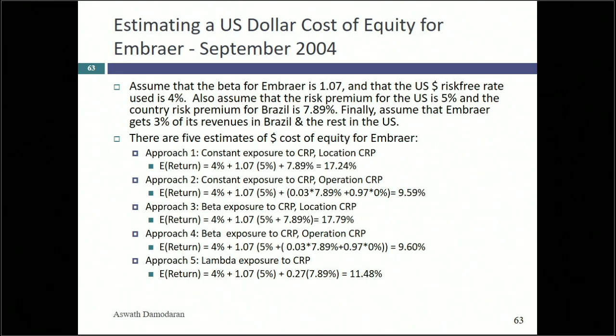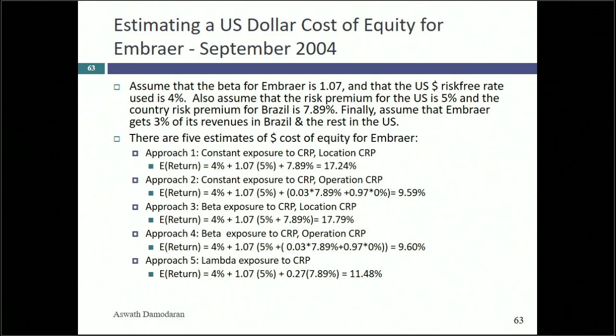In approach 2, I did the same thing I did in approach 1, but then I used a revenue-weighted country risk premium, 3% from Brazil, 97% from elsewhere. Bottom line is, wherever I bring in the fact that their revenues come primarily from outside Brazil, I get a much lower cost of equity, 11 to 12%. In fact, I get less than 10% if I do country. And wherever I focus on them as a Brazilian company, I get 17 to 18%.